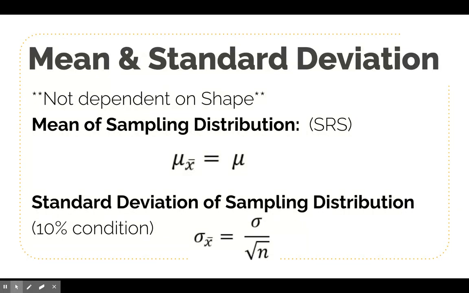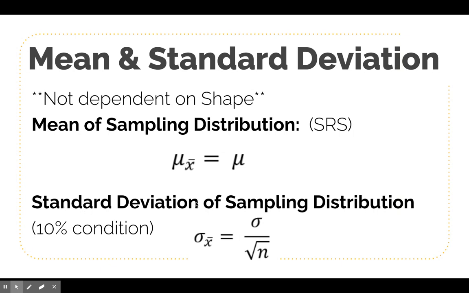Okay, so for mean and standard deviation, for the mean of a sampling distribution, say you take a simple random sample. If you take enough of those and you're looking at the sampling distribution, the mean of the sampling distribution should be equal to the mean of the population. And again, this is not dependent on shape. For proportions, it had to be approximately normal. For this, it will not have to be. And then we'll look at what conditions need to be met.